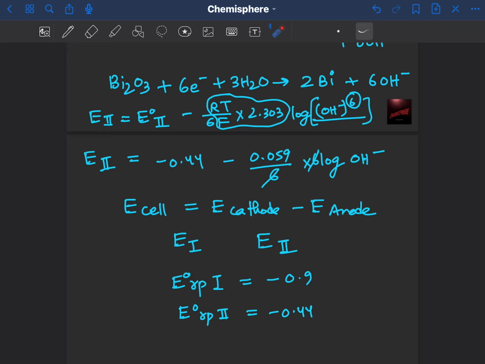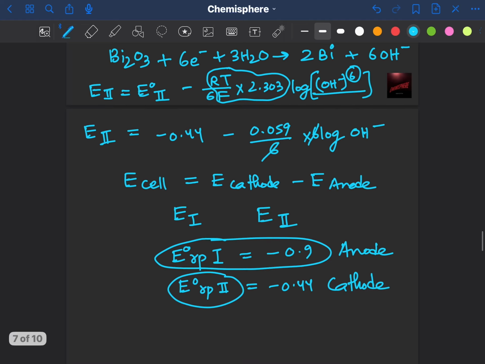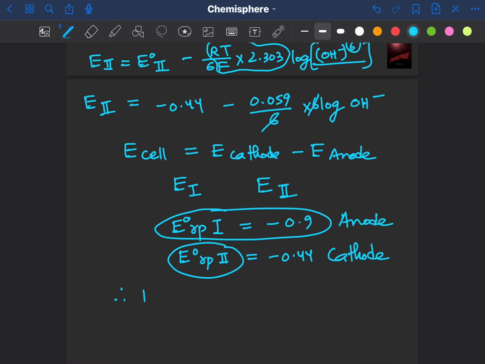We know that reduction occurs at the electrode having higher reduction potential. So out of these two, this is the bigger value, so this is where the reduction occurs. Therefore this is the cathode and this is the anode. So E2 is the cathode since it has a higher reduction potential, and E1 is the anode. Therefore E cell is equal to E2 minus E1.